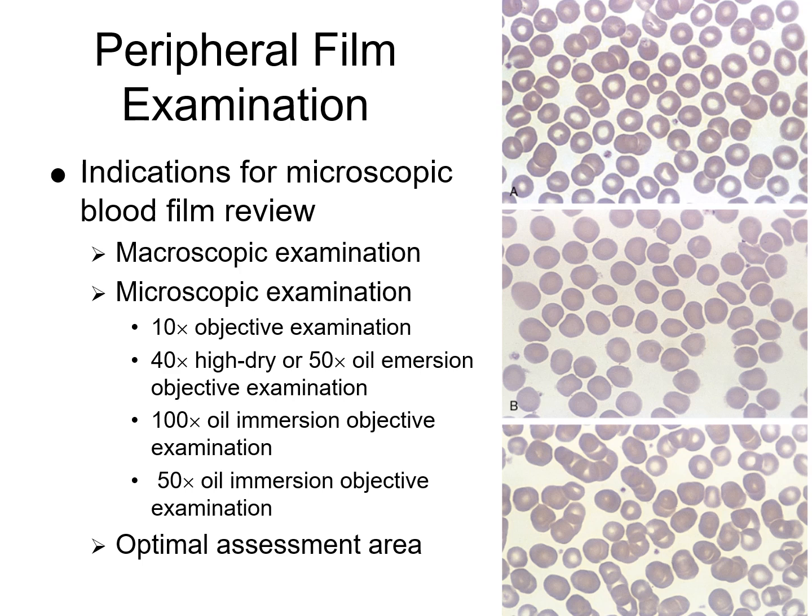And then you're going to go all the way up to 100x, which is the oil immersion objective, and that provides the highest magnification to examine fine cellular details, such as nuclear chromatin, cytoplasmic granules, and subtle morphological abnormalities. The optimal area for detailed examination is usually the monolayer region of the smear, where red blood cells are evenly distributed without overlap, allowing an accurate assessment of cell morphology and differential counts.